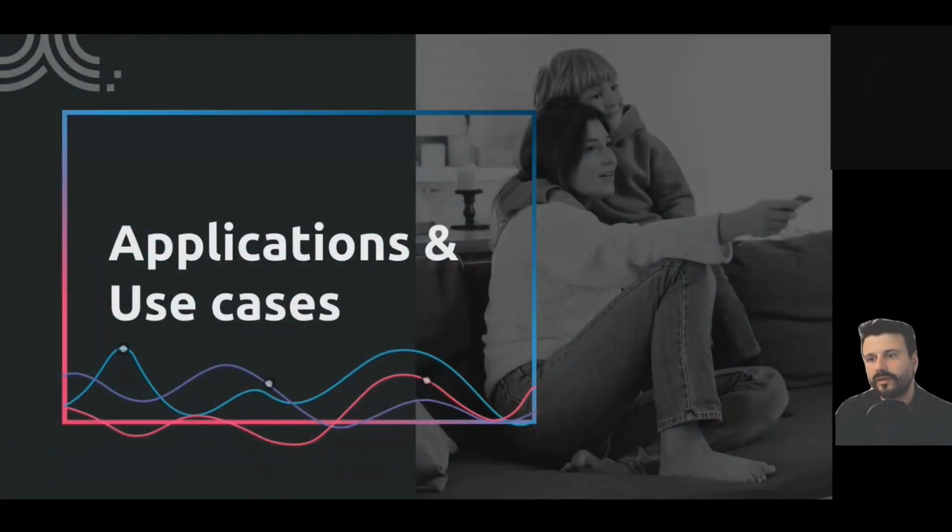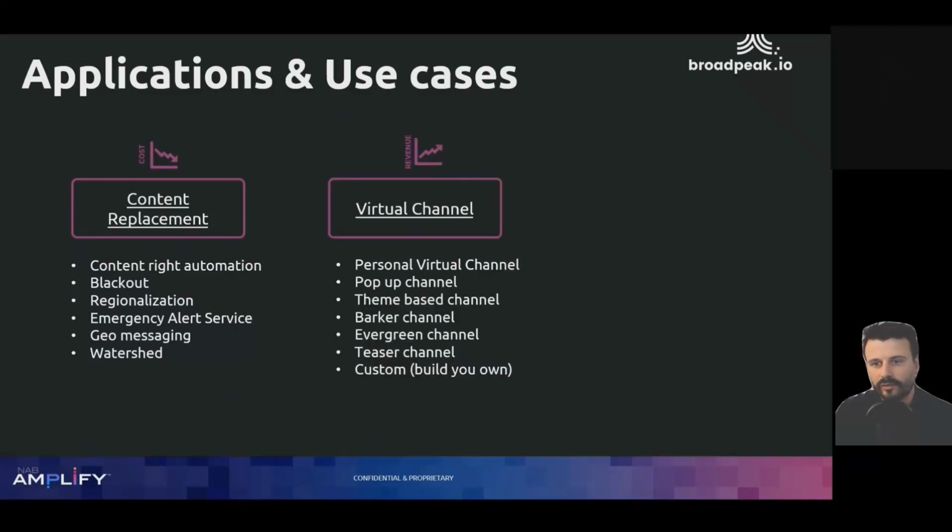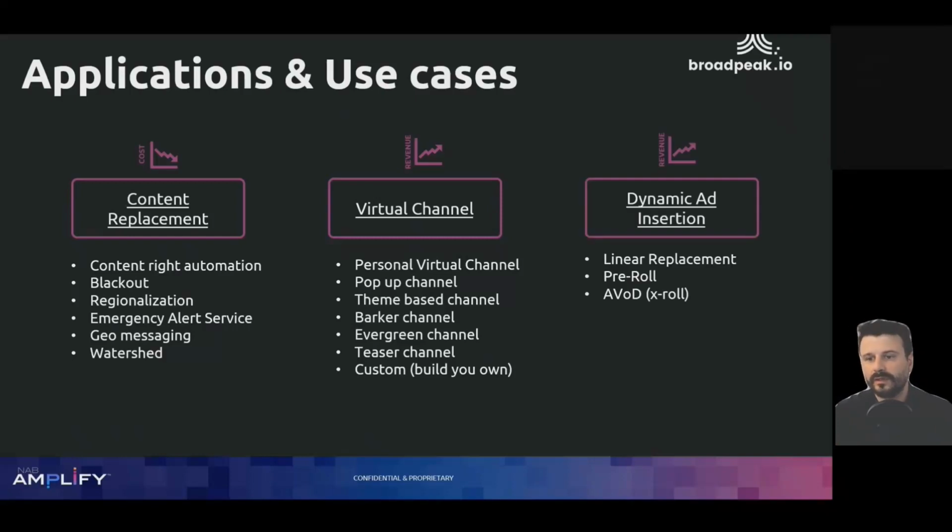We are going to dive a little bit into what applications and use cases Broadpeak.io takes part in. So we work basically on three main subdomains right now. The first one is the automation of content replacement, which is mainly for regulation purposes and where we help to reduce the cost. The second one is the creation of virtual channels based on prepackaged live and on-demand content that you can mix together. And finally, dynamic ad insertion, from the server side with any kind of flavor.